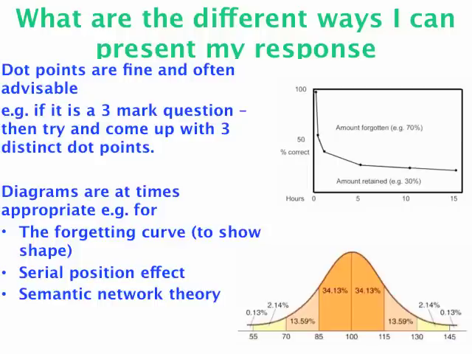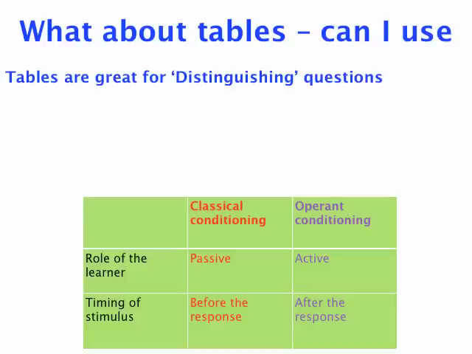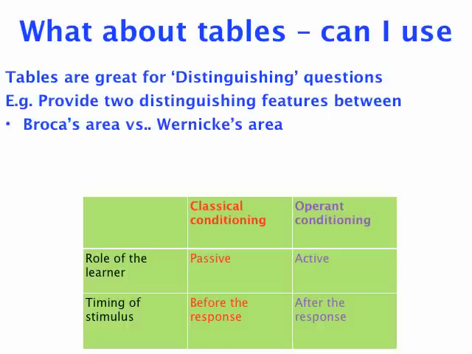And the semantic network theory, there was a question on last year's exam where students had to come up with examples. And again, the best way to do that is to actually draw a semantic network of concepts. Tables are great for compare and contrast or distinguish type questions, etc. So look out for these.